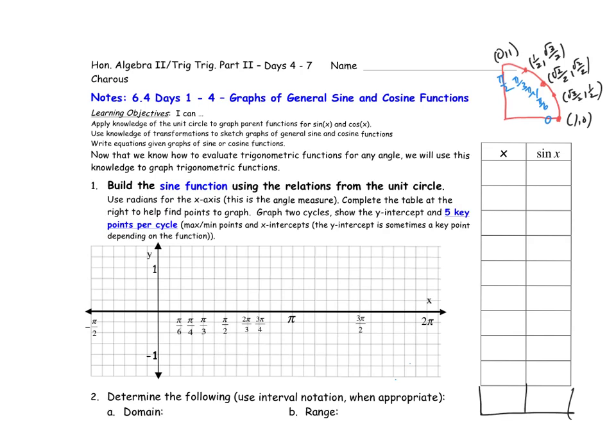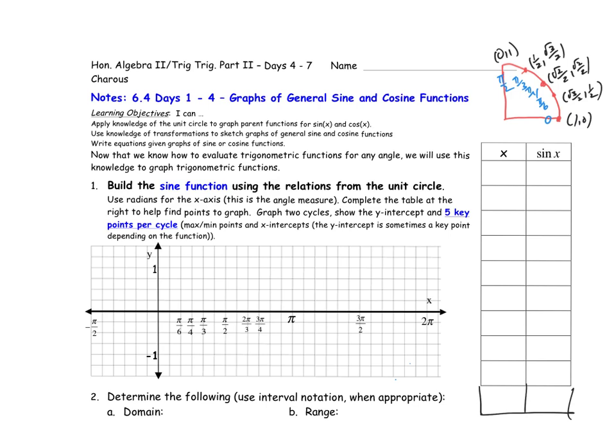In note 6.4, we're going to learn what the graphs of sine and cosine look like, the parent functions, and then how to graph general graphs of sine and cosine. To do so, we are going to begin with our knowledge of the unit circle and then take that knowledge to figure out what the graphs look like.